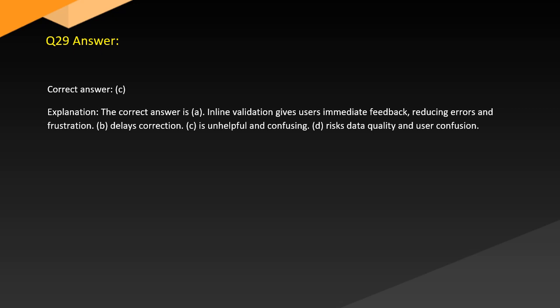Answer. Correct answer. C. Explanation. The correct answer is A. Inline validation gives users immediate feedback, reducing errors and frustration. B. Delays correction. C. Is unhelpful and confusing. D. Risks data quality and user confusion.